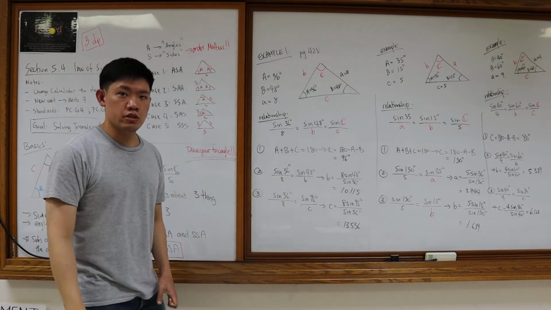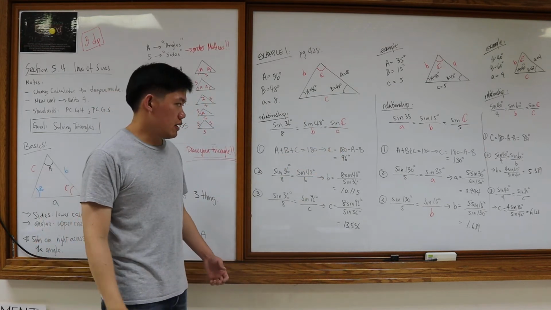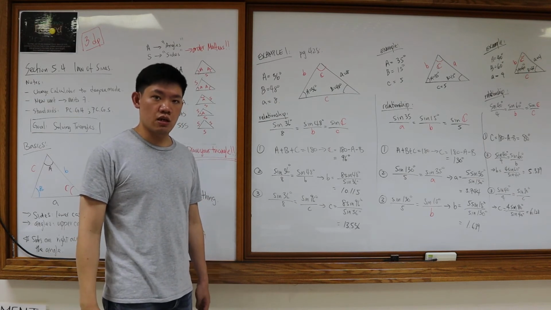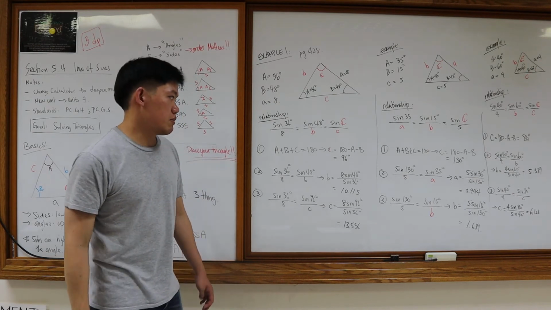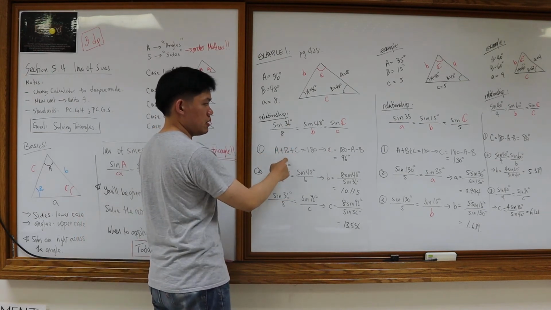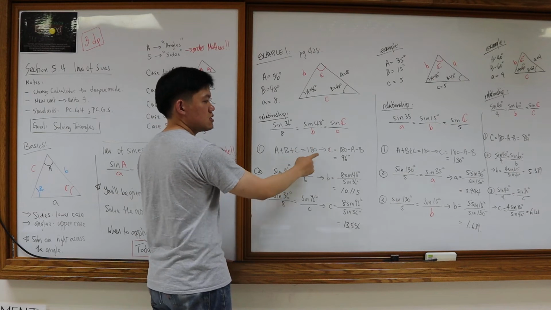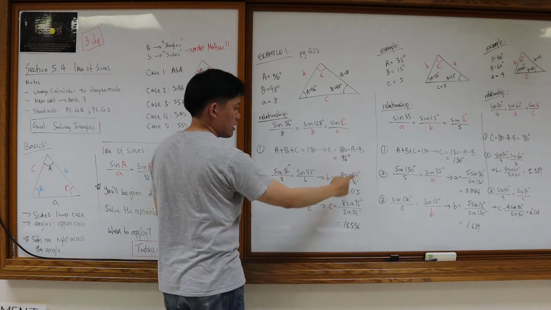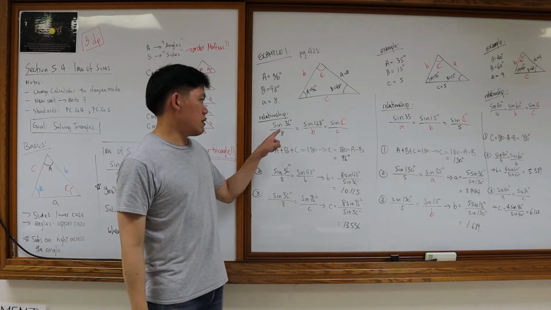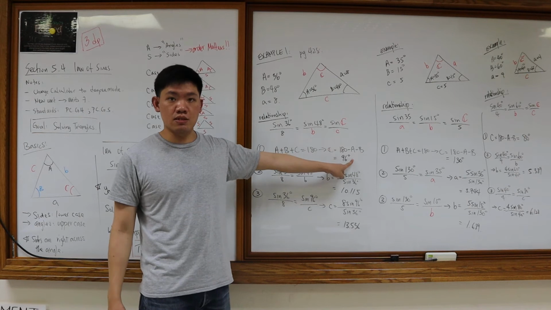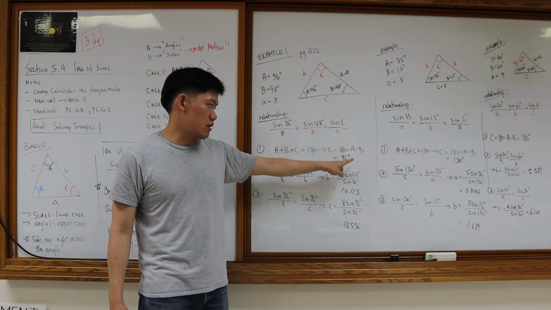Okay, so from your geometry class we know that the triangles have an interior sum of 180 degrees. So that means if angle A is 36 and angle B is 48, that means C is going to be 180 minus A minus B, which is what we have over here. So 180 minus A minus B is going to give us 96 degrees.